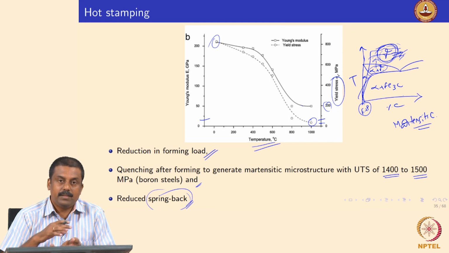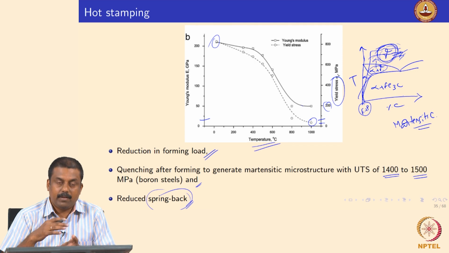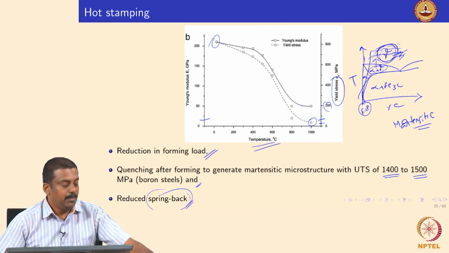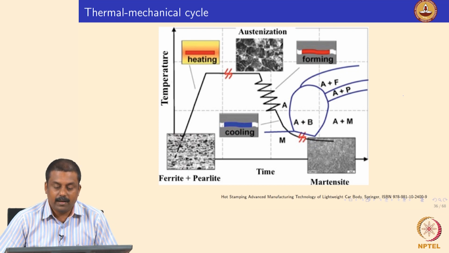And during this process the component microstructure transforms completely to a martensitic microstructure, and the strength increases significantly, and because of high temperature deformation and the formation of martensite, you also control the spring back significantly. And the actual thermal cycle that you use is shown in this graph.